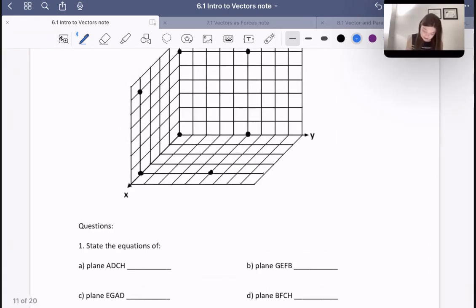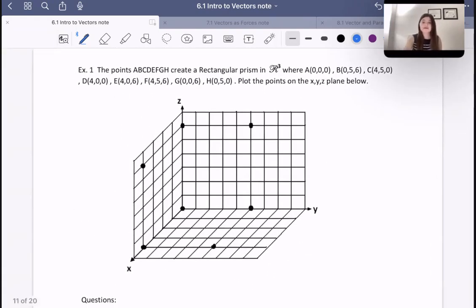Okay, let's do another one here. This one says the points A, B, C, D, E, F, G, H create a rectangular prism in R3 where A is (0, 0, 0), B is (0, 5, 6), C is (4, 5, 0), D is (4, 0, 0), E is (4, 0, 6), F is (4, 5, 6), G is (0, 0, 6), H is (0, 5, 0). Plot the points on the XYZ plane below. Actually, the points are already drawn for us. We just need to label the points on this plane, and then answer the question.